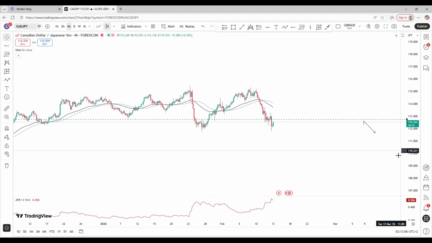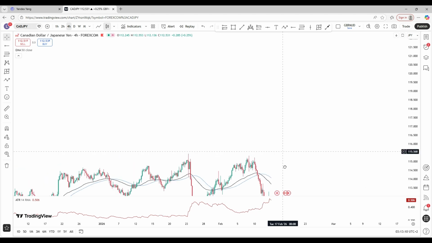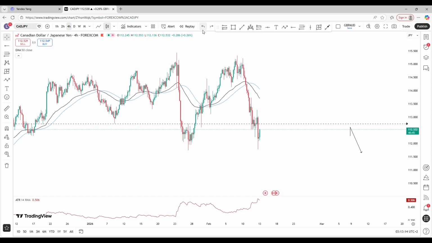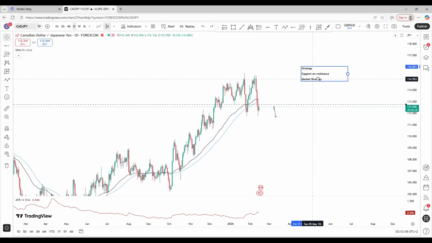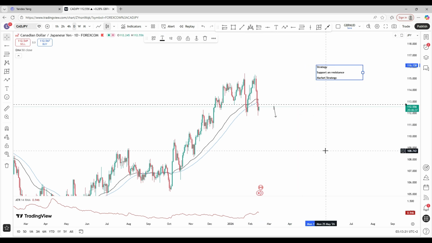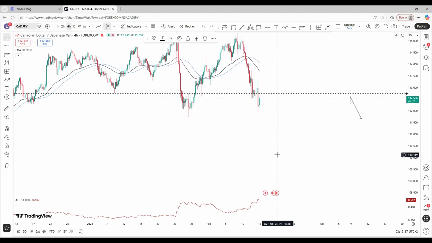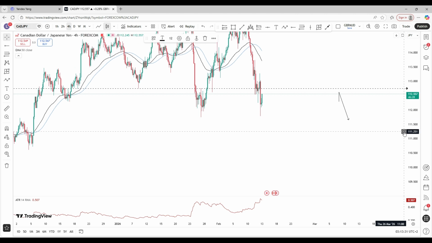The strategy that we're going to use is what we showed before, which is support and resistance and market structure. Okay, let me clean this. This is my strategy. Let me draw my zones. I'm going to use the 4-hour time frame because I'm intraday trading.